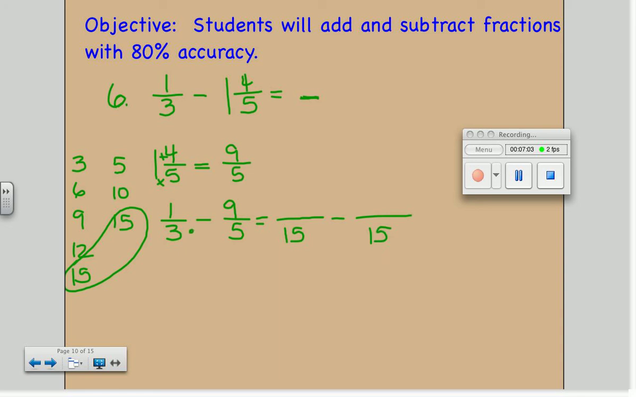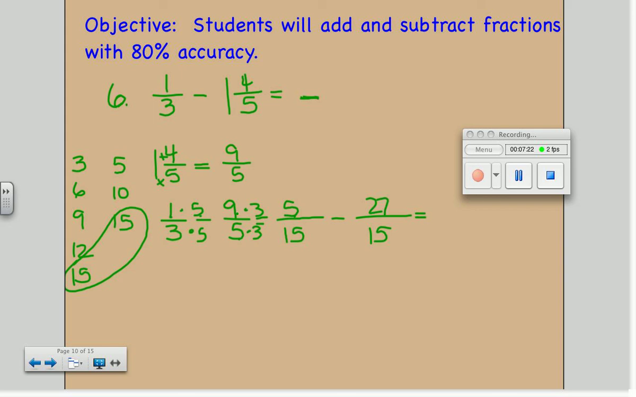What did I multiply by 3 to get 15? 5. So I multiply the 1 by 5. So that's 5/15. 1 times 5 is 5. Now the 9/5. What do I multiply to get 15? 3. So I multiply the 9 by 3. 9 times 3 is 27.